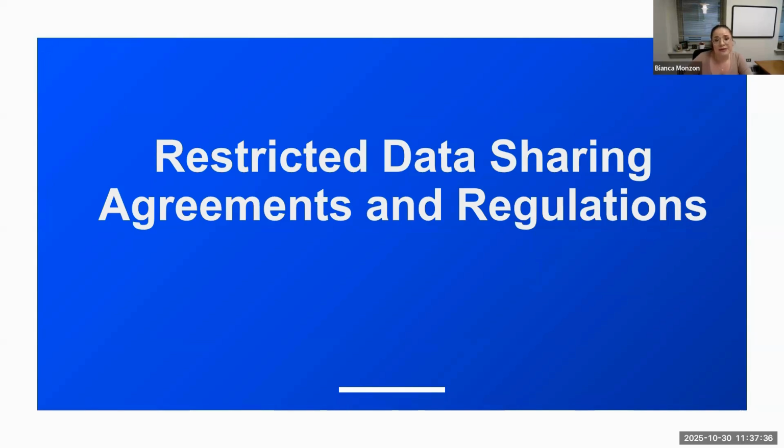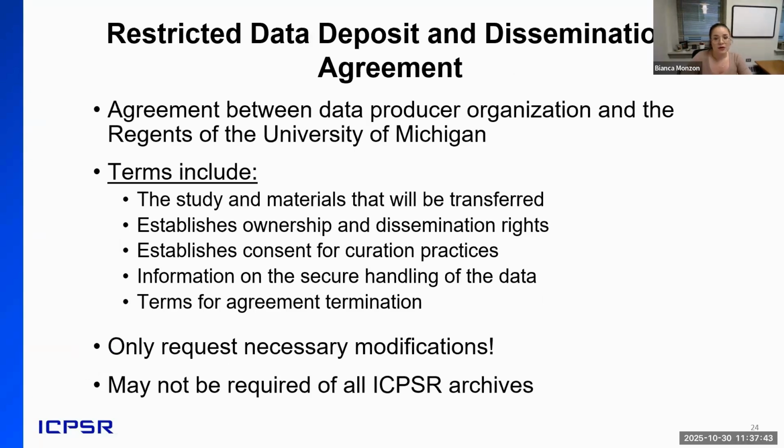We'll now discuss ICPSR's data deposit and sharing agreements and briefly touch on restricted data sharing regulations. The Restricted Data Deposit and Dissemination Agreement is an agreement between the data producer's organization and the Regents of the University of Michigan on behalf of ICPSR. This agreement outlines the roles and responsibilities of both parties, including the secure transfer of the specified data package and consent from the data producer for the curation of their data. The agreement also establishes ownership and dissemination rights for the data and addresses procedures for breach reporting.